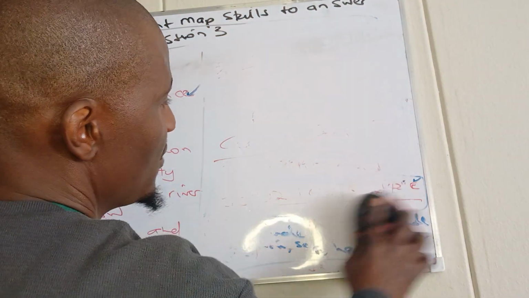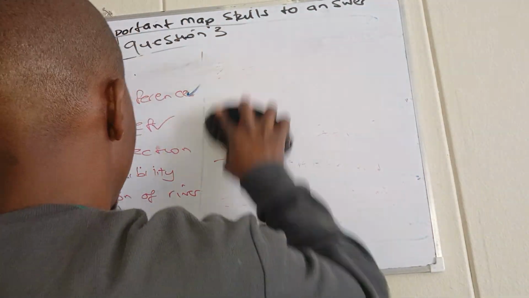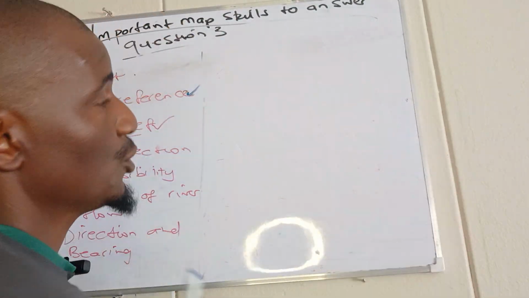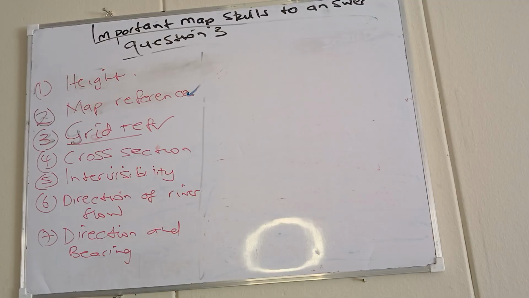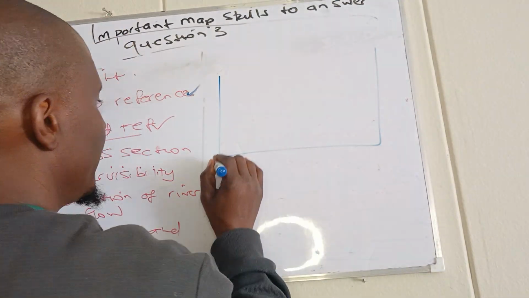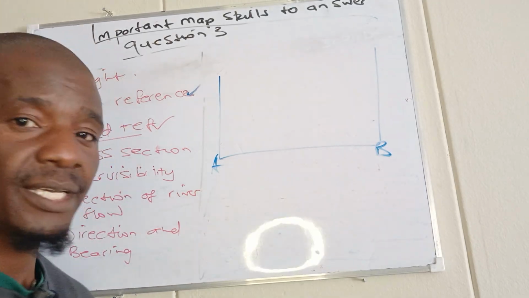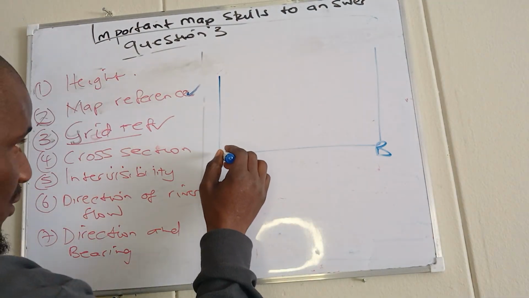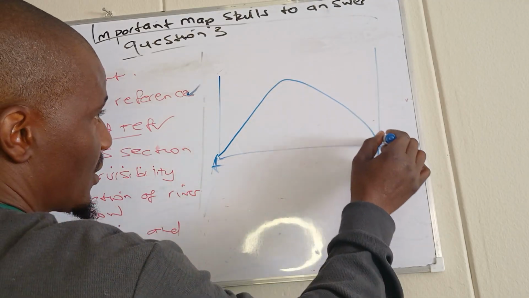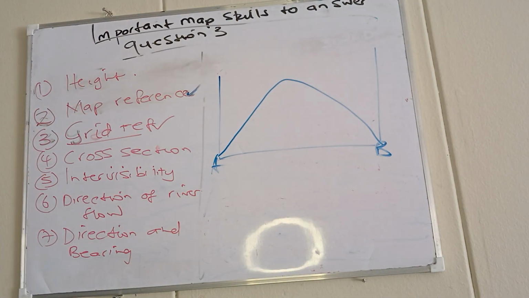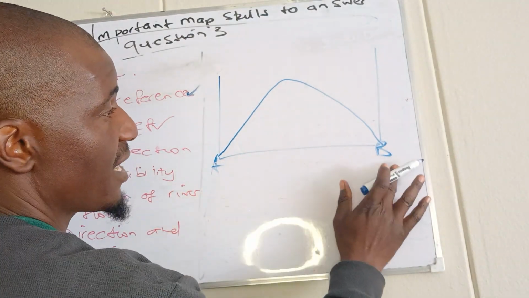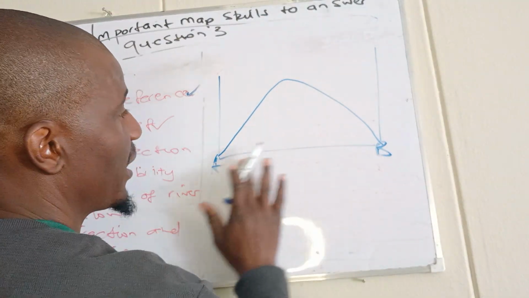So the next thing, when you are doing your cross section, obviously you need to be able to know that this is more like a side view. Of course, the topography from one point to another, let's say from A to B. We have got something like this, A here, then it goes up, then it goes to the point B. This is part of the landscape from A to B. So you're doing more like a side view. This is a cross-section of view from A to B.